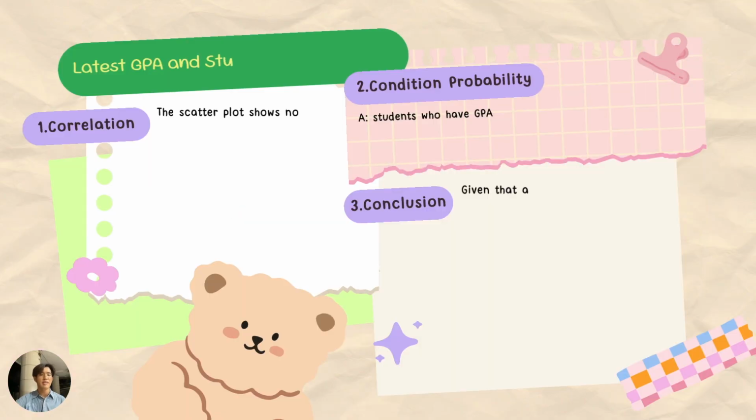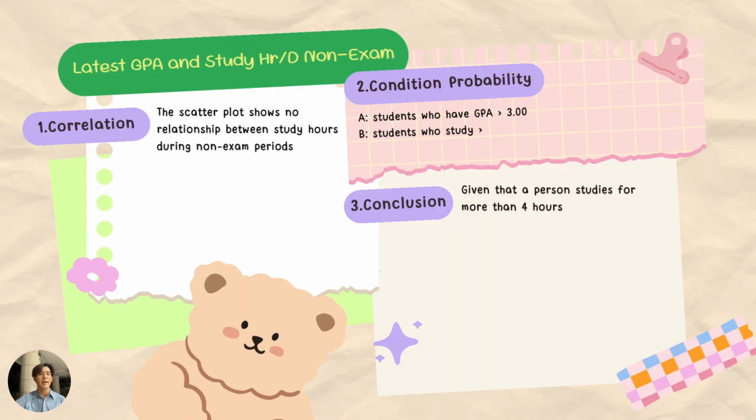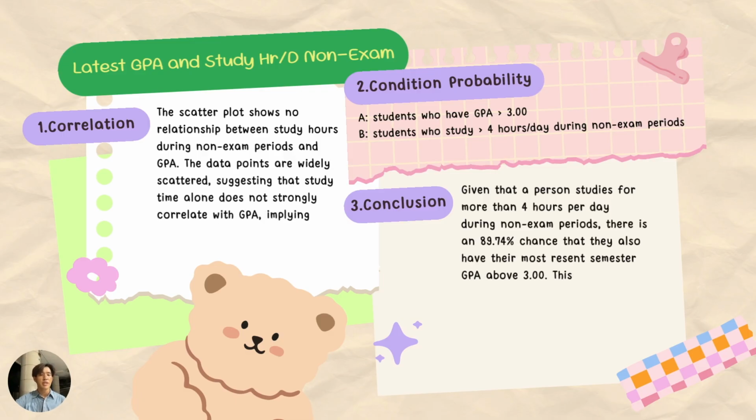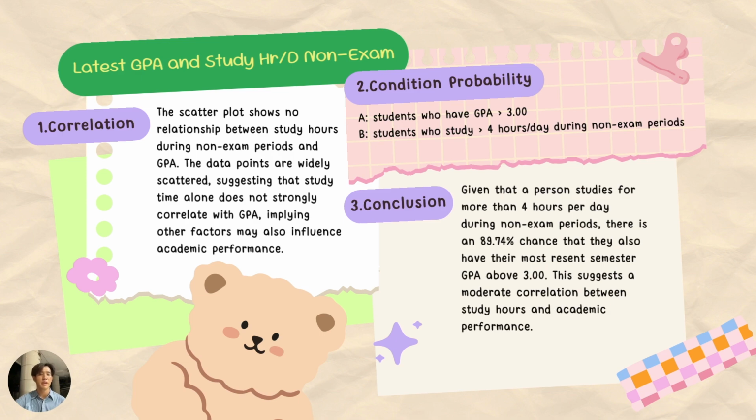And for the next pair, which is the latest GPA and student study times during non-exam periods. For the correlation, the scatter plot shows no relationship between study hours during non-exam periods and GPA. The data points are widely scattered, suggesting that studying time alone does not strongly correlate with GPA, implying other factors may also influence academic performance.